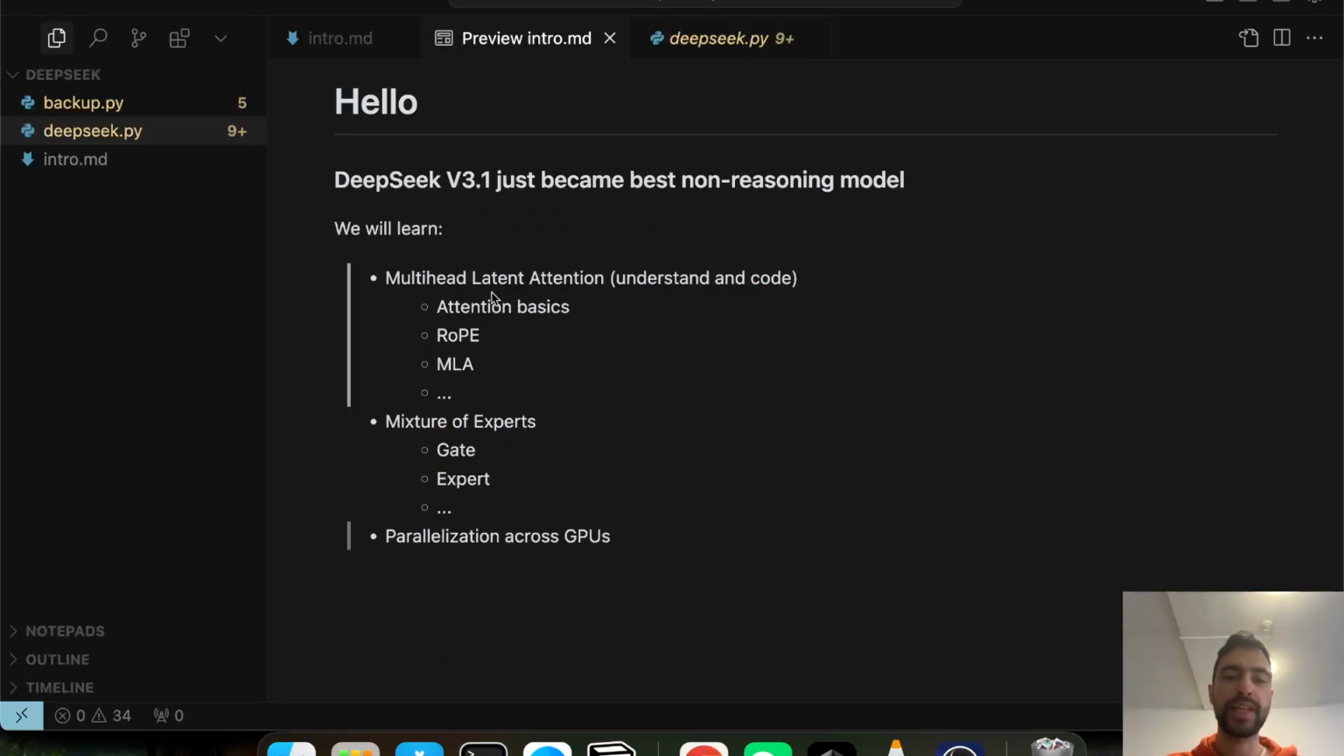From their multi-head latent attention mechanism that they contributed, we will understand it and learn to code it. We will understand the attention basics, rotary positional embeddings, their MLA, and many more concepts. From their mixture of experts architecture, we will understand gating, each experts, multi-layer perceptrons, and many other concepts. We will also learn how they parallelize matrix multiplications across GPUs.